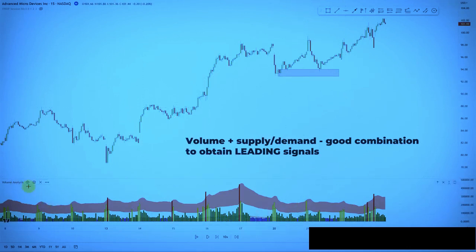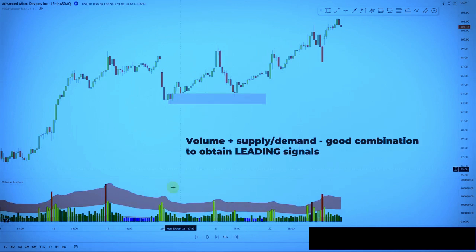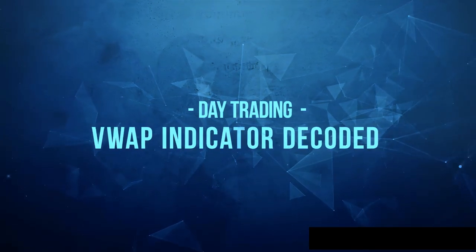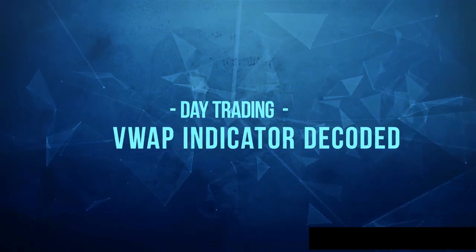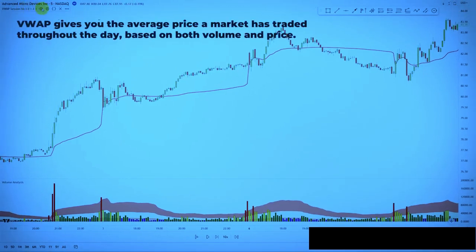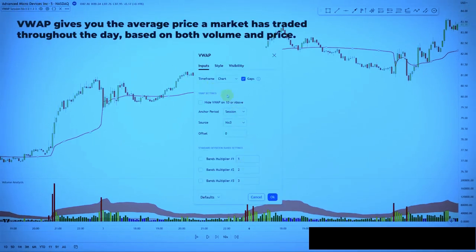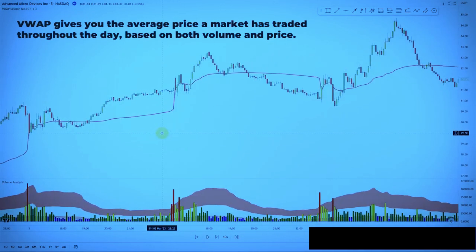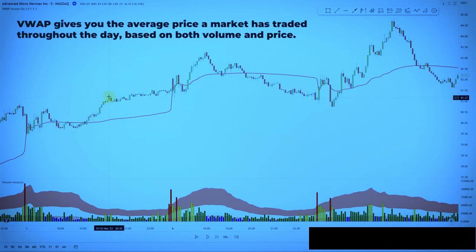Volume spread for VSA indicator became an important tool in my day trading routine. Supply and demand concept is another leading tool. From the multitude of lagging indicators, I also use a couple of them, but the most important one is the VWAP. So let's talk about it. The volume-weighted average price gives you the average price a market has traded throughout the day based on both volume and price. And this tool is important, especially in day trading.